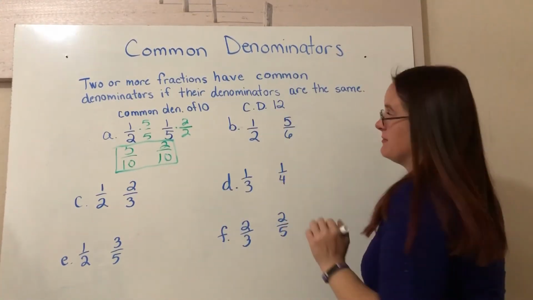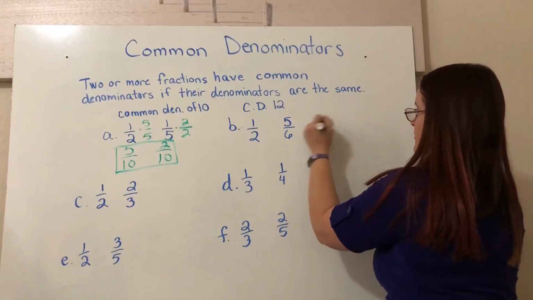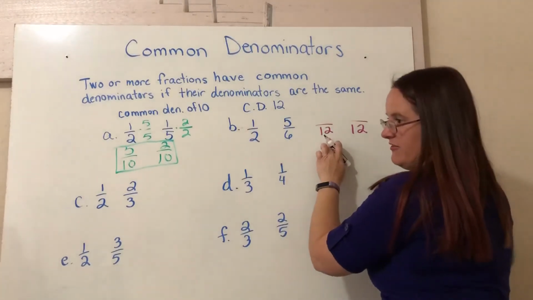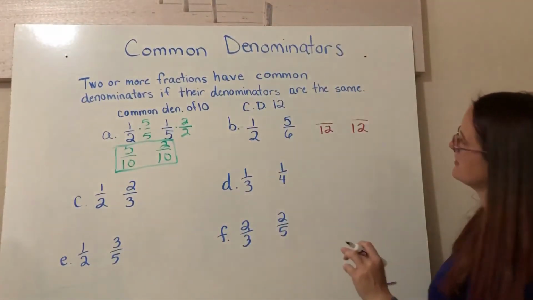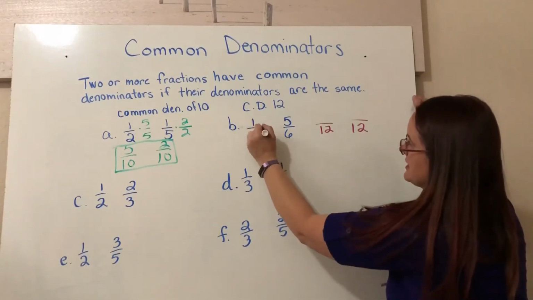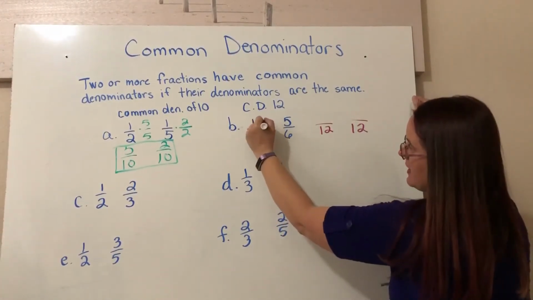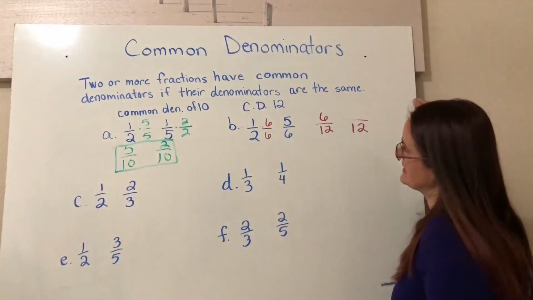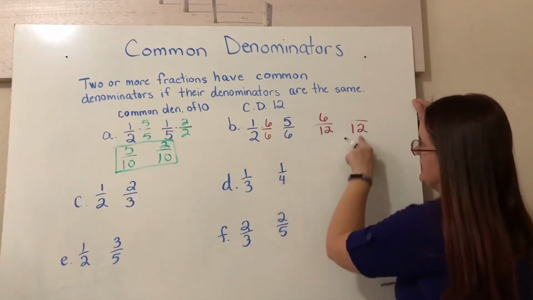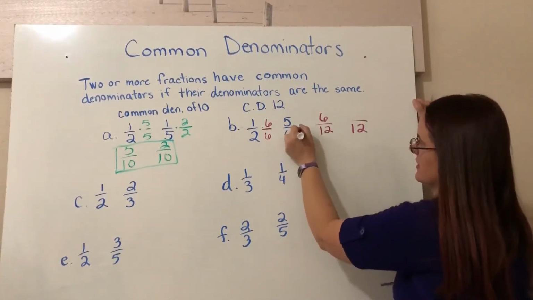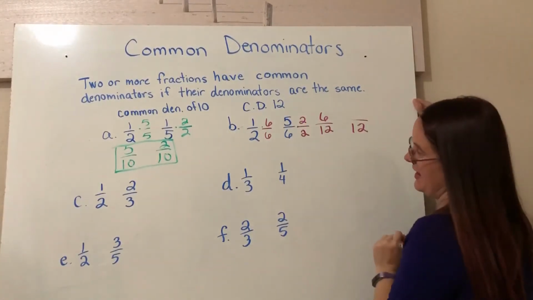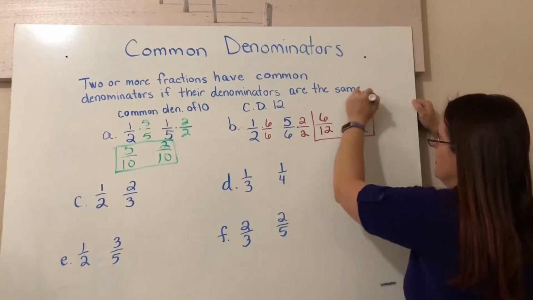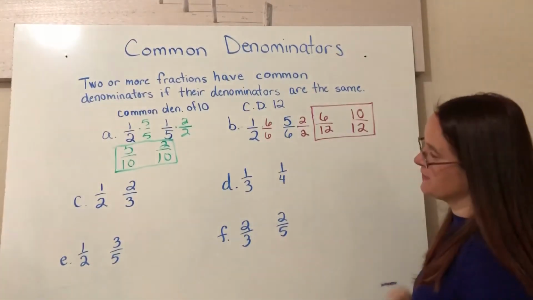All right, over here, common denominator of 12. So I'm going to put 12 over here for both my fractions to start off with. 2 times what gives me 12? 6. 2 times 6. Whatever I do to the bottom, I have to do to the top. 2 times 6 is 12. 1 times 6 gives me 6. What do I have to multiply times 6 to get 12? 2. Whatever I do to the bottom, I have to do to the top. 5 times 2 is 10. So here are my fractions with common denominators for B.